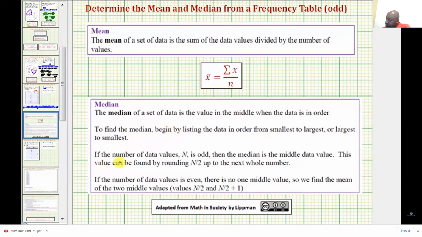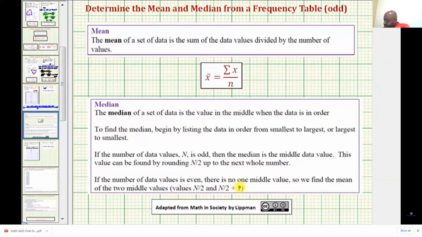So next, if the number of data values n is odd, which is our case, then the median is the middle data value. This value can be found by rounding n divided by 2 up to the next whole number. Notice in our book, they're using capital N rather than lowercase n, but either way, n represents the number of data values. If the number of data values happens to be even, which is not our case, there is no middle value, so we find the mean or average of the two middle values, which would be n divided by 2 and n divided by 2 plus 1.